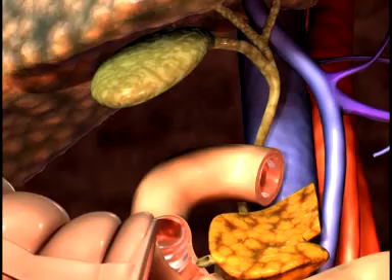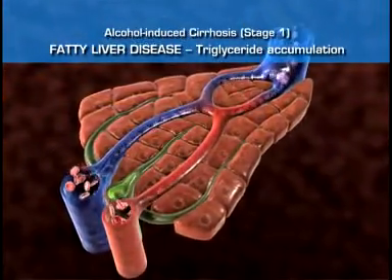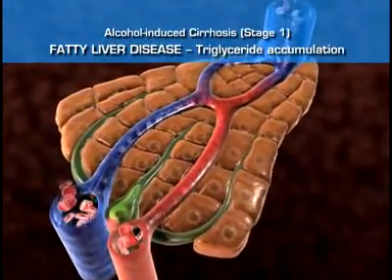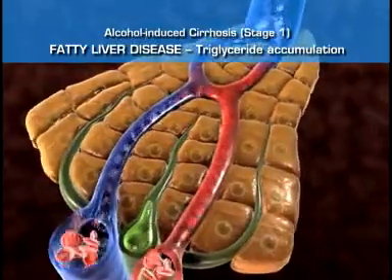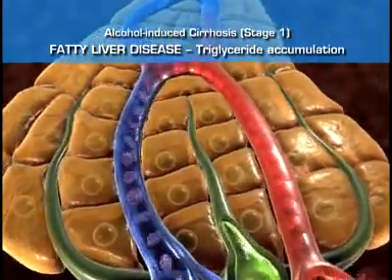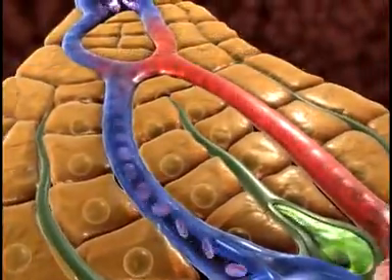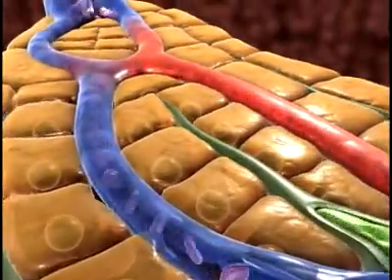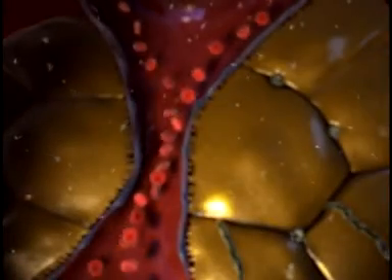Alcohol-induced cirrhosis has three stages. Fatty liver disease is a condition characterized by triglyceride accumulation in the hepatocytes. The liver becomes yellow and enlarges owing to excessive fat accumulation. This stage of alcohol-induced cirrhosis is reversible once alcohol intake has stopped.